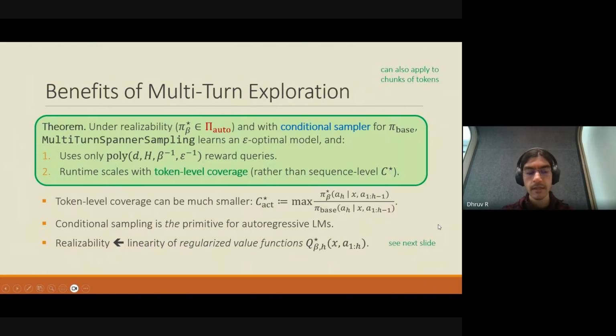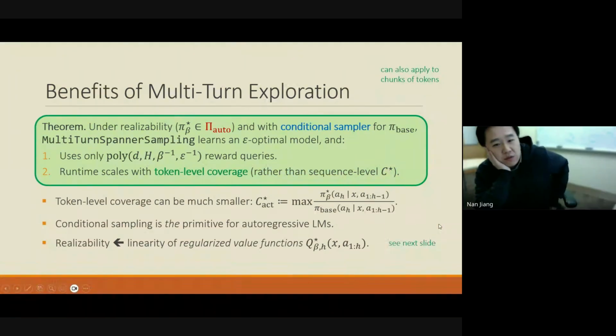The thing that's more subtle and basically the strongest assumption is this realizability assumption. What this realizability assumption corresponds to, analogous to our previous setting, is linearity of something called a regularized value function, which I'll define on the next slide. And this is definitely a strong assumption.